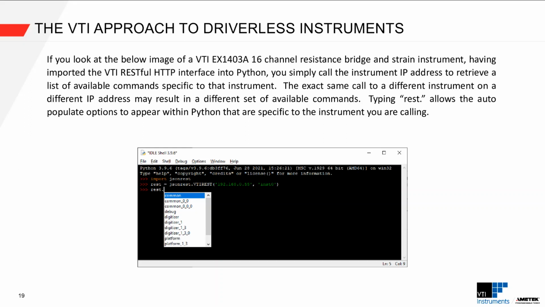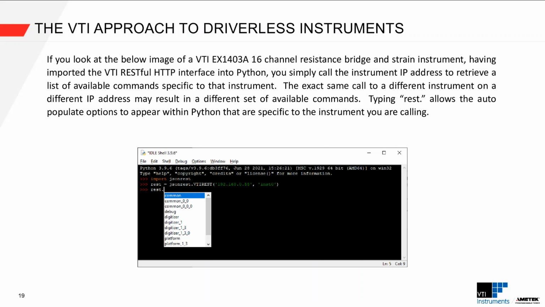If we look below, we've got an image, and it's a Python control for one of our 16-channel strain gauge instruments. And we've created a RESTful HTTP module that you can import into Python that makes this even simpler. It allows you to control the instrument. And as you can see here, we've imported the driver, or should we say the module.